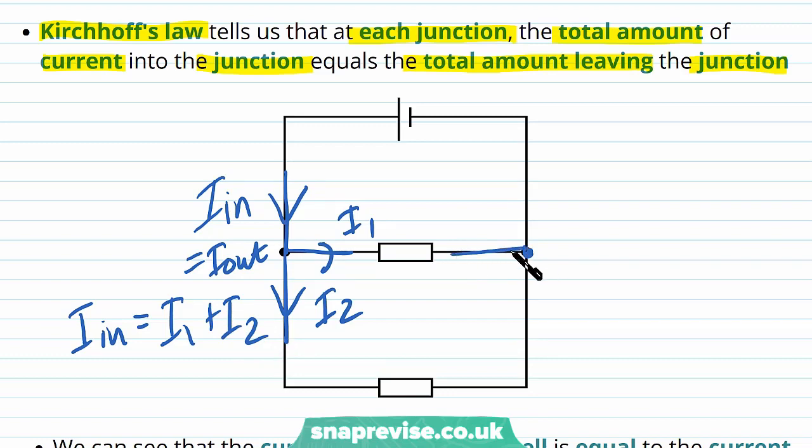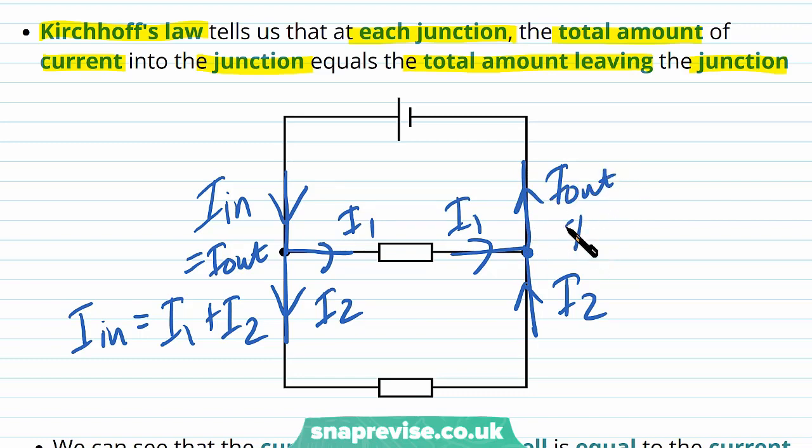Then if we look at this next junction, the current going in is I1 along with I2, and then the current coming out of this junction is the current out. So we can see here that the current going in is I1 plus I2, and this must be equal to the current going out of the junction. So that's what we get from Kirchhoff's first law. Current in here splits into two, and the current going in is equal to the sum of these two currents. Then at this junction, we've got two branches of current coming in, and then the sum of these two currents gives us the current going out of the junction.